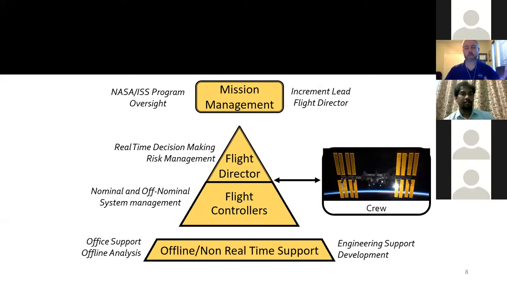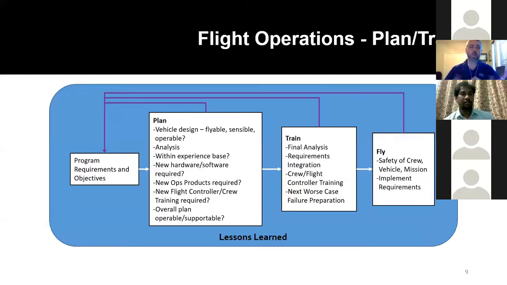Not only as a flight director do I have all those flight controllers, but I also have access to all of the offline and non-real-time support people that make up the foundation of what we're doing. And that's how you get your mission ready to go. Those are the people that have expertise in very specific areas. A lot of engineering support lives in that realm as well. So how do we get ready to go actually fly a mission?